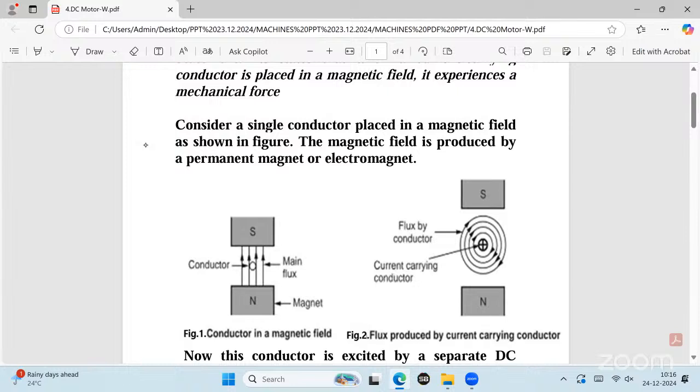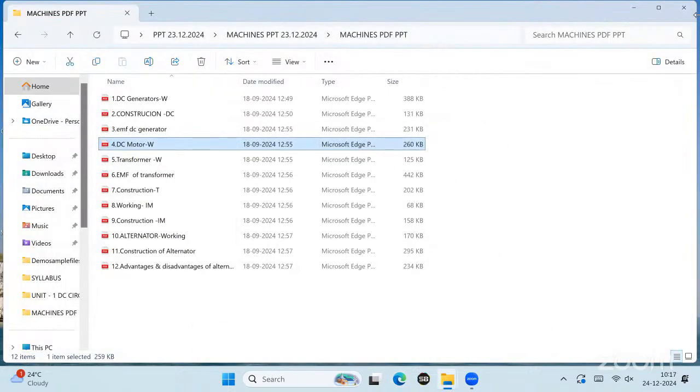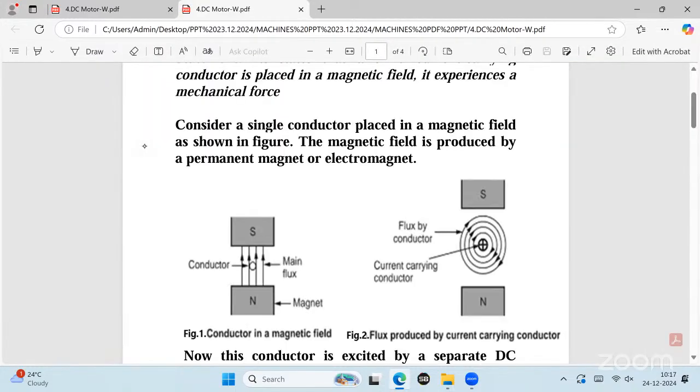The conductor should be placed in the magnetic field. The conductor does not carry any current, just a conductor. What is the condition? What is our target? The conductor should rotate automatically. That is called a DC motor. Right. Now I will go for the statement.